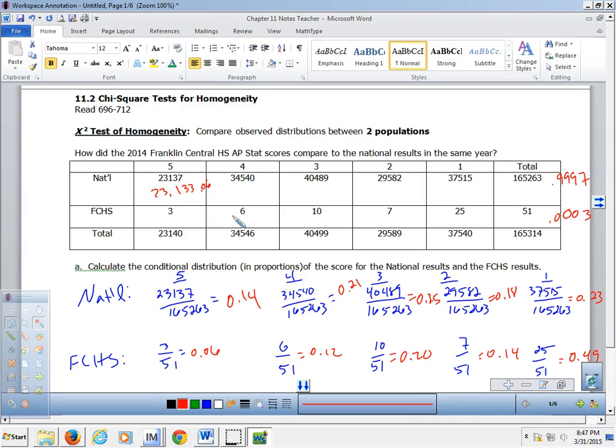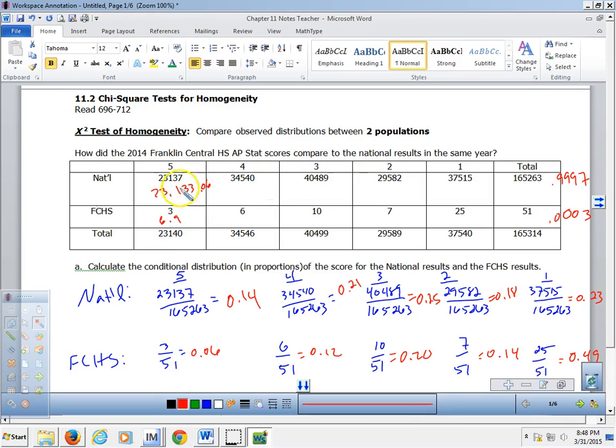Then, of course, that means that we would expect 6.9, basically, to have gotten 5s out of the FCHS group, because 6.9 is 0.0003 of 23,140. And we do this across all the cells.